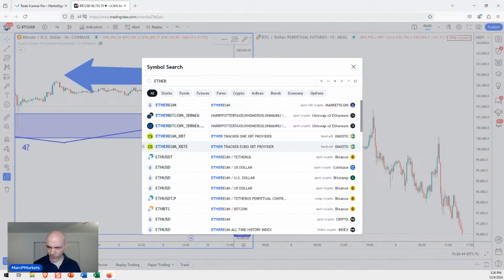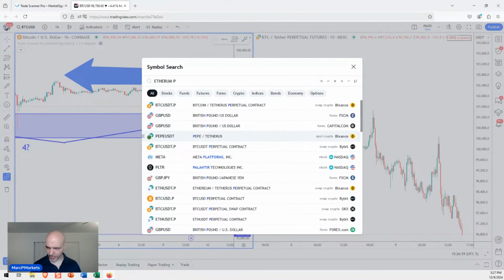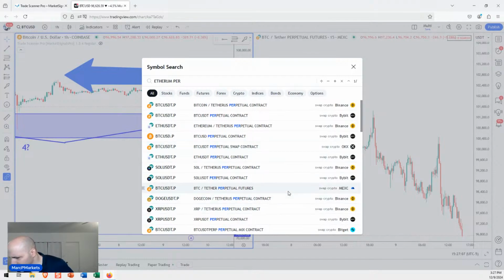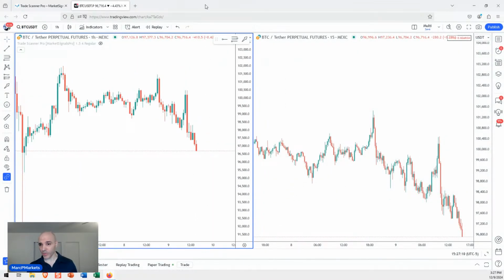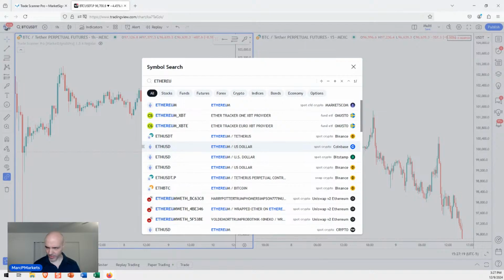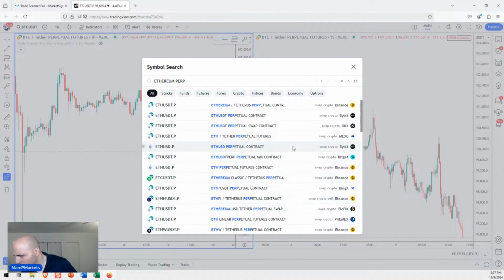I like to use MEXC because it's one of Stian's affiliate links. Ethereum, and then we want the perp. When I do this with the real account, it's going to be on Bybit. All right, so here's MEXC, and here's Ethereum. I was going to say it's pretty much following Bitcoin, but that was the Bitcoin chart. So Ethereum perp, and I want MEXC.